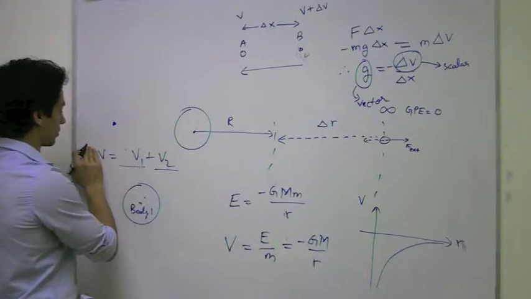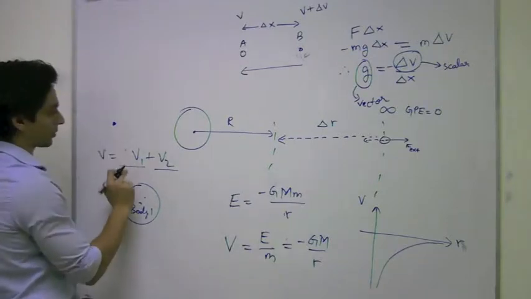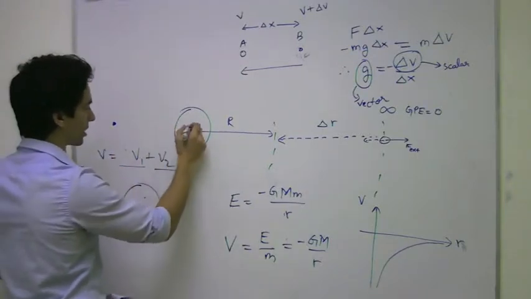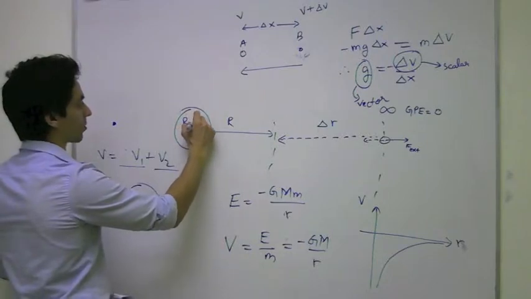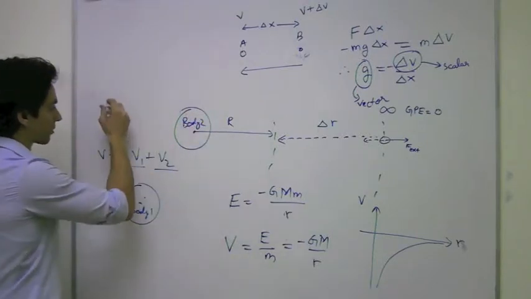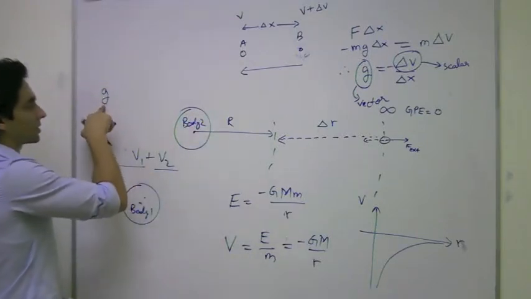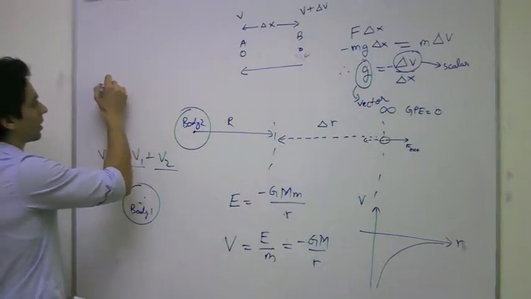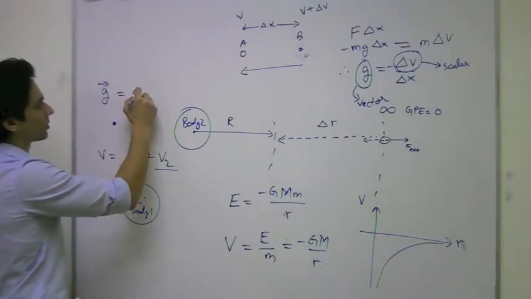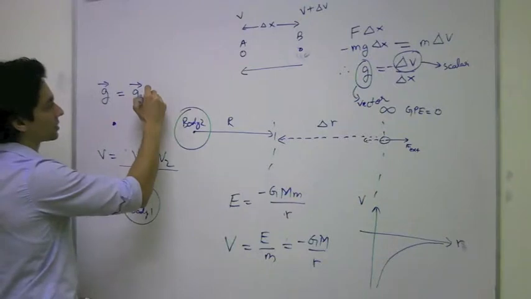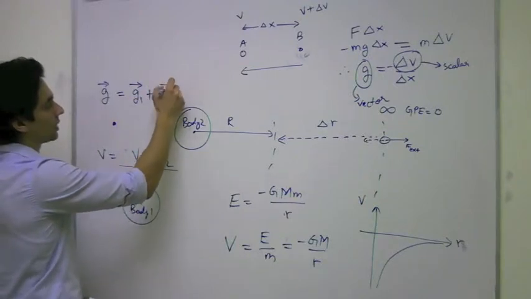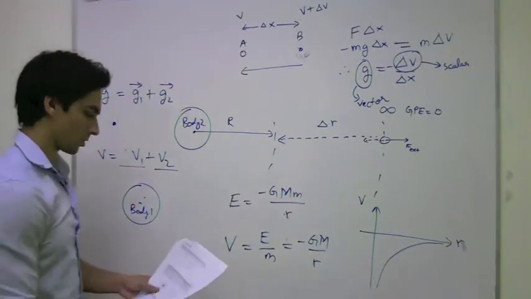Okay, so the total potential at this point will be an arithmetic sum of the potential due to body 1 and body 2. But if I have to calculate the gravitational field strength, I have to do a vector addition of the gravitational field strengths due to each of the bodies.